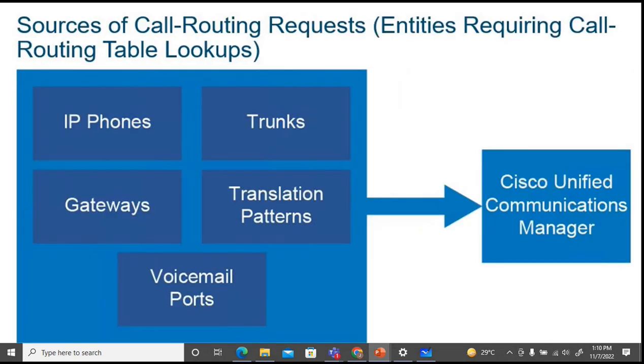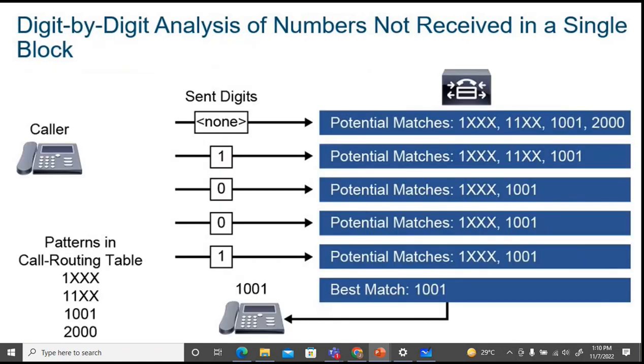Sources of call routing requests are different. So different entities requiring call routing table lookups are done: IP phones, trunk, gateway, translation patterns, voicemail ports. These all can be configured for call routing requests on CUC. Now, digit by digit analysis of numbers not received in a single block.